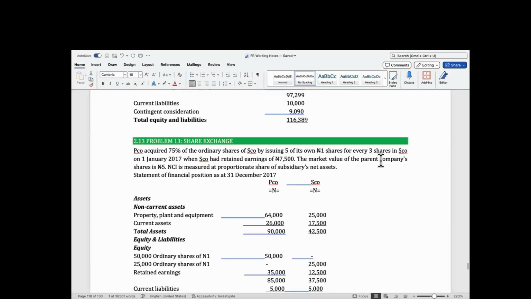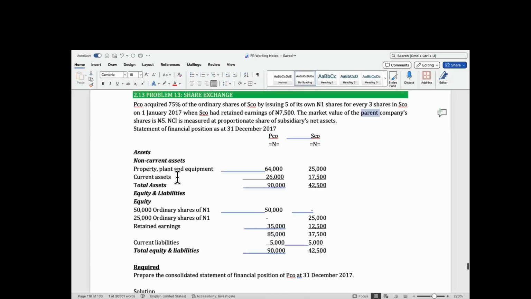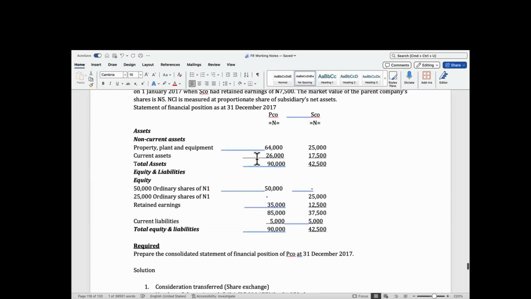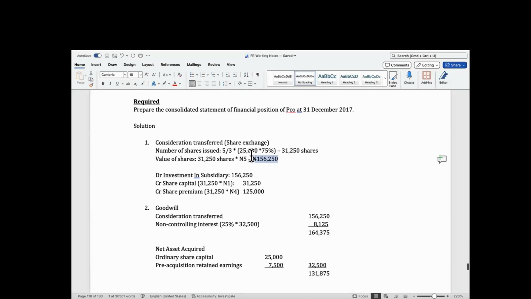So they gave us the share price of the parent, since it's the one giving out shares. So the consideration transferred is this, 156,250. Since the parent hasn't recorded this investment at all, that's why I'm passing this double entry. So it needs to debit investment in subsidiary of that amount. Then since the parent is giving out its shares, I will need to credit share capital.